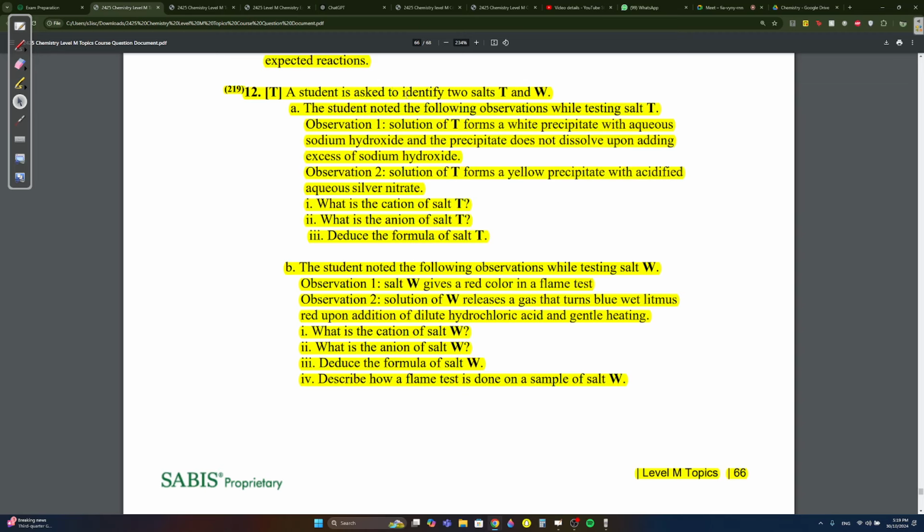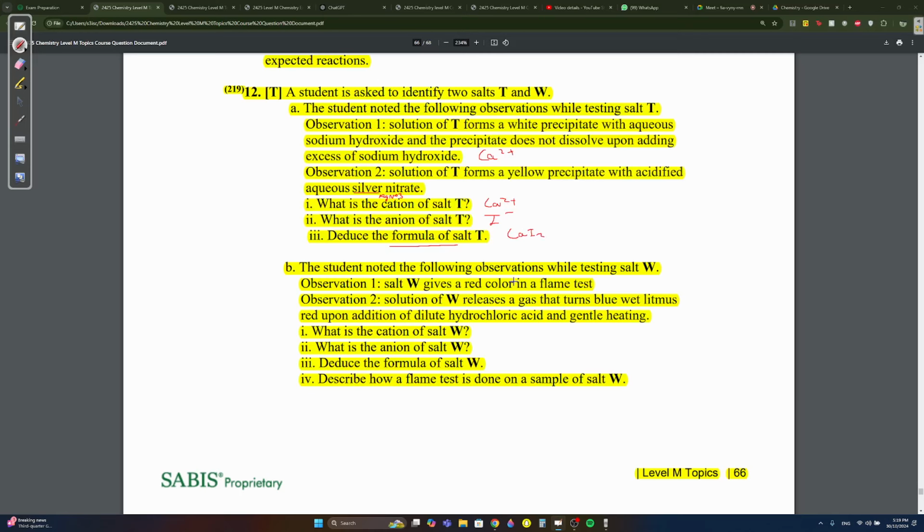Okay. As soon as asked to identify two salts T and W, the observations. Observation 1: solution of T forms a white precipitate with aqueous sodium hydroxide, and the precipitate does not dissolve upon adding excess sodium hydroxide. What's the only one that doesn't dissolve in excess sodium hydroxide? Ca2+. So the cation is Ca2+. Observation 2: solution T forms a yellow precipitate with AgNO3, silver nitrate. Which one's yellow? Iodine loves yellow, so I minus. Deduce the formula of salt T, crisscross, you get CaI2.